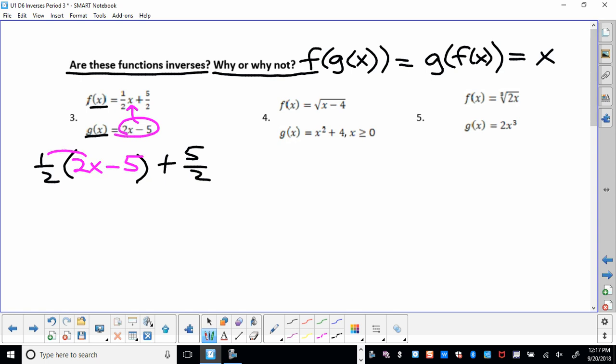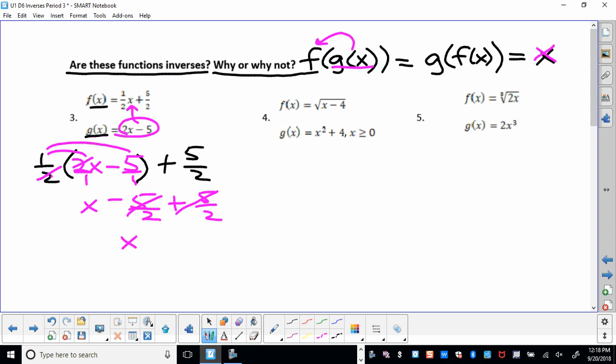And now I'm going to distribute the 1/2. So this is like 2/1 and 5/1. So my 2's cross out here, and I have x. And then I multiply 1 times 5. It's a minus 5. 2 times 1 is 2. So x minus 5/2. And then I have a plus 5/2. And then those add up to 0, right? These cancel out, and so that ends up being x. So far, so good. So f of g of x, if I put g of x into f, that did end up being x.